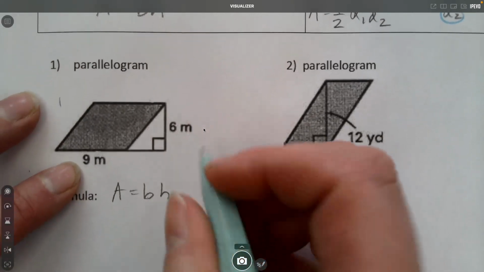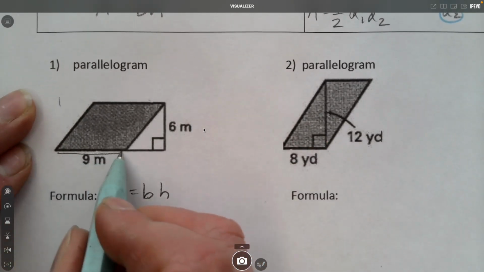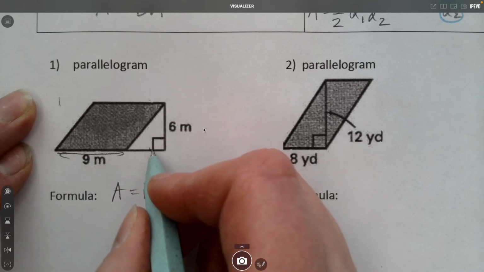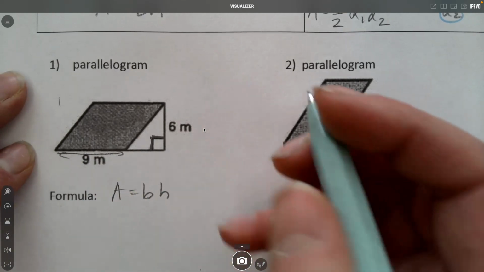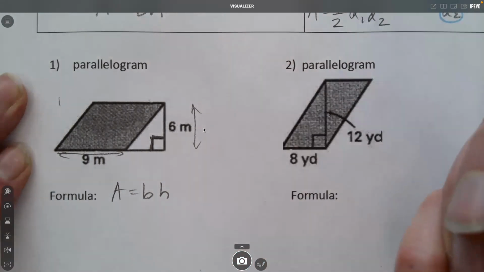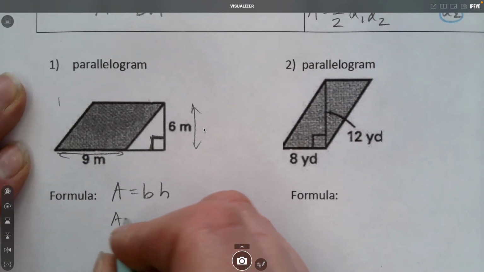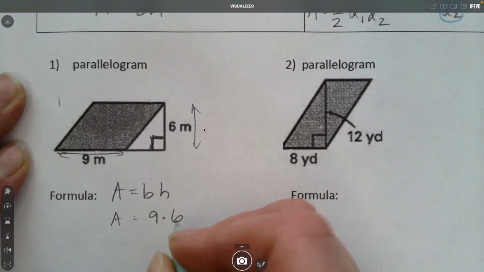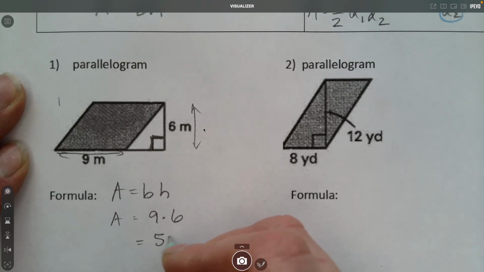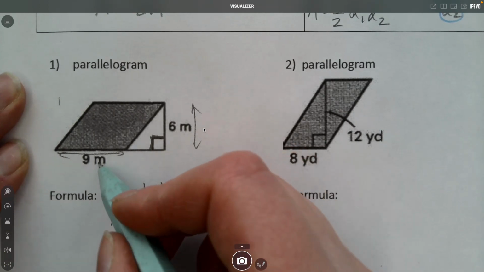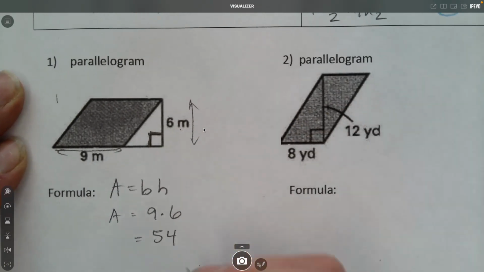And so our base is this 9 right here. That's the base number. And my height is perpendicular. It's forming a right angle with my base, so my height is 6. So area is going to equal 9 times 6. 9 times 6 is 54. And then remember, we're multiplying meters times meters, and so it should be meters squared.